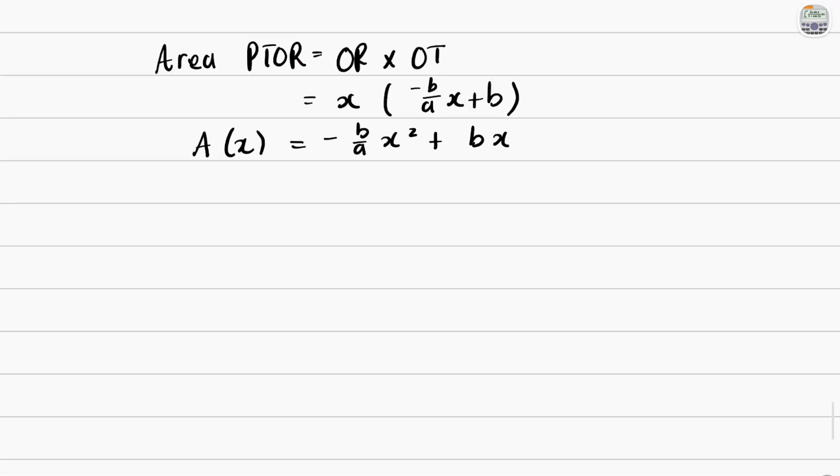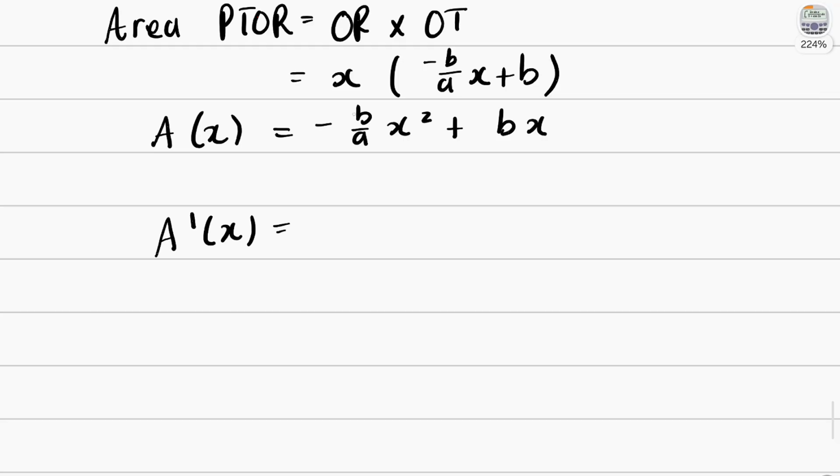And now, how do we find the maximum area? See how this is a parabola, specifically a concave down parabola, seeing that b over a is a negative value. So to find the maximum of this parabola, this will happen at the turning point. And at the turning point, this is the place where the gradient is equal to 0. So that's what we're going to do. Find the gradient of this function and make it equal to 0.